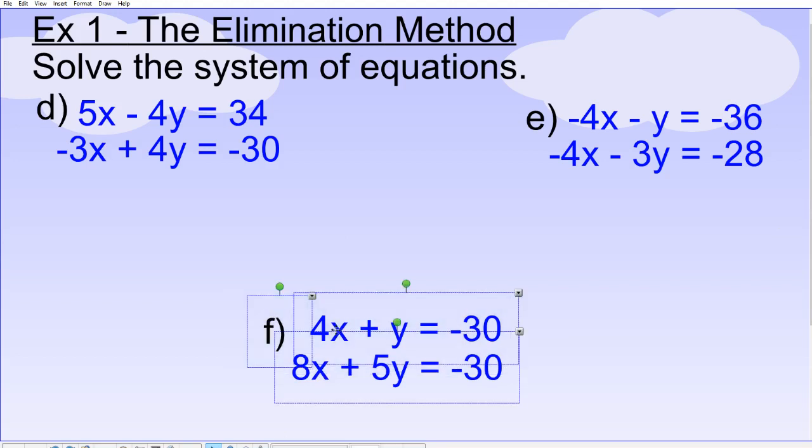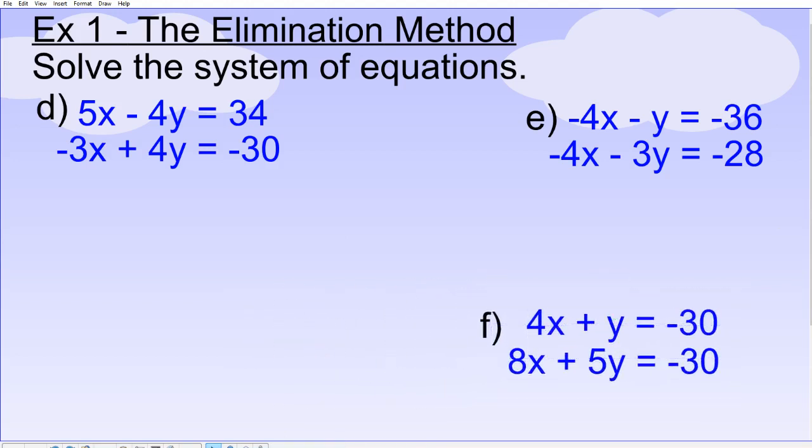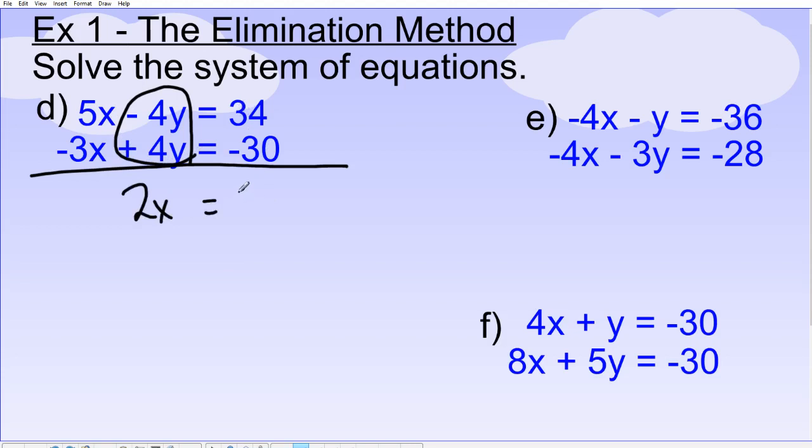Okay. So hopefully you've done letter D by now. Let's see. I'm looking at these two equations. They are set up properly. My y variables have the same number in front, and they have different signs. This is perfect. These guys eliminate. Right now, if I add them straight up and down, they eliminate. I have 2x equals positive 4, since positive 34 minus 30 is positive 4. Divide by 2 on both sides, and x is equal to 2. One variable found.